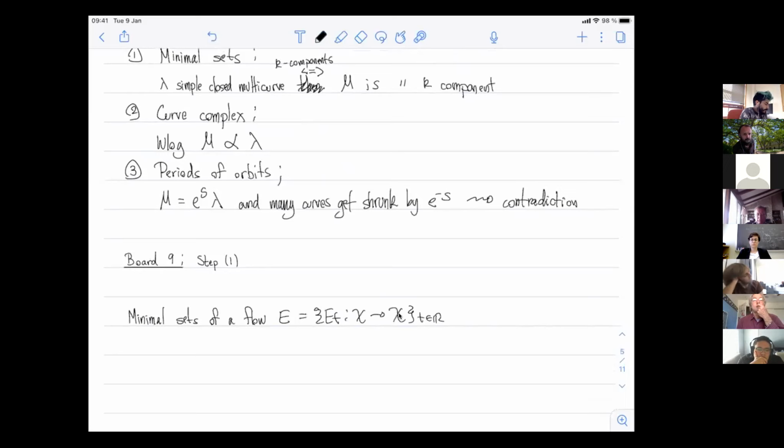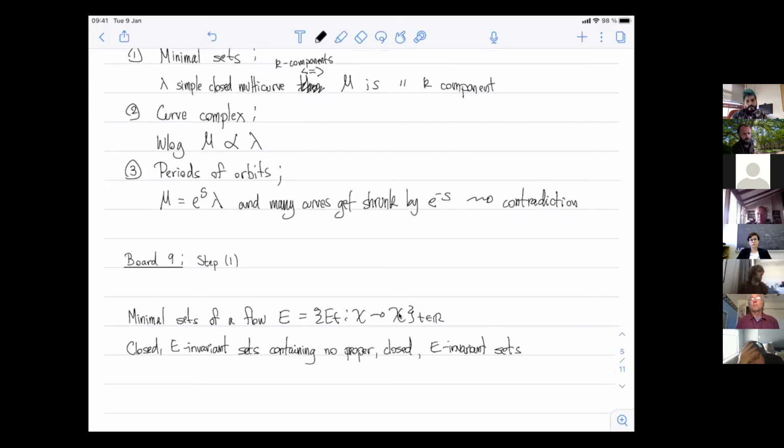The minimal sets of a flow are the sets that are minimal for the flow itself. So they are closed E invariant sets containing no proper closed E invariant sets. It's a closed set that's minimal for the dynamics.